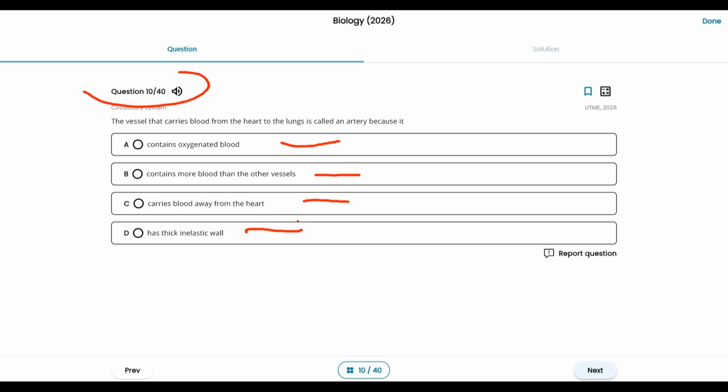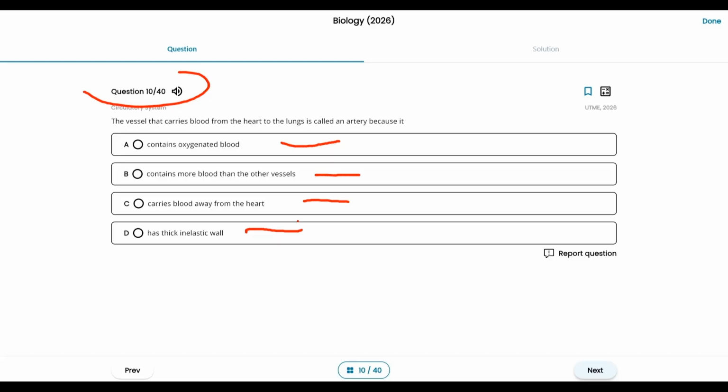The vessels that carry blood from the heart to the lungs. Are you with me? The vessels that carry blood from the heart to the lungs is called what? Please, I want you to take note of this because this question is kind of tricky, but at the same time, you need to understand what this question is trying to say.